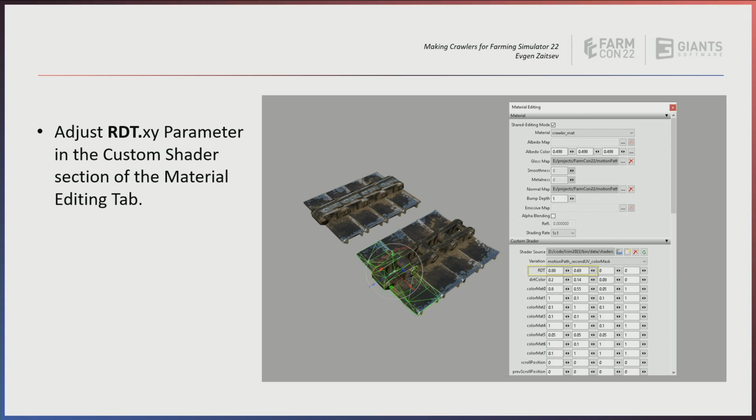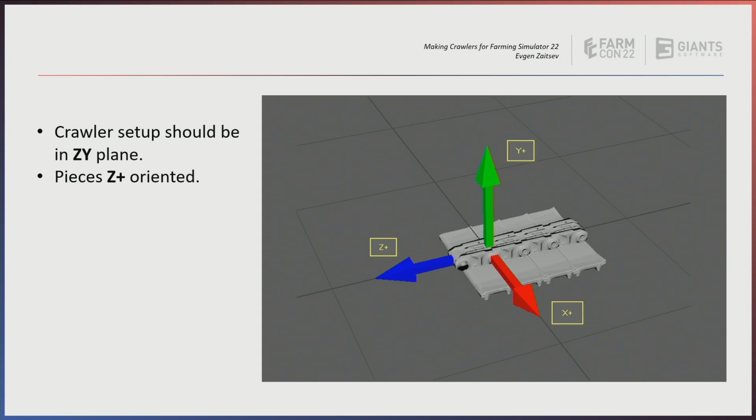And well, you can move the pieces apart, if we don't have LOD set up yet, we just move them apart to see how it works. And in the parameter called RDT, you can adjust the X and Y code values and see how my scratches and dots look.